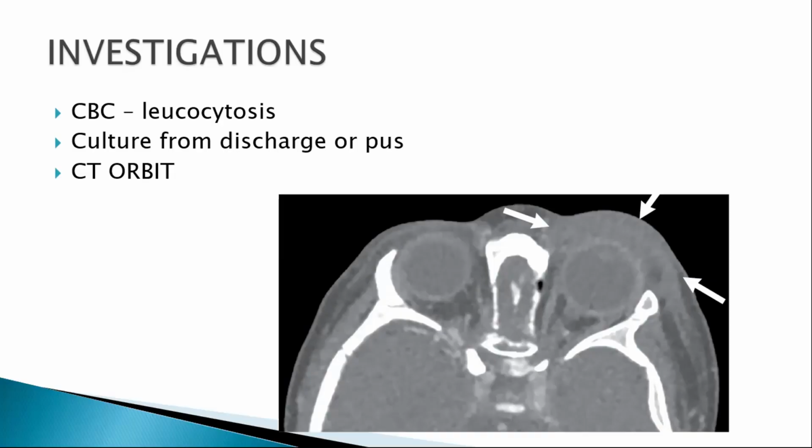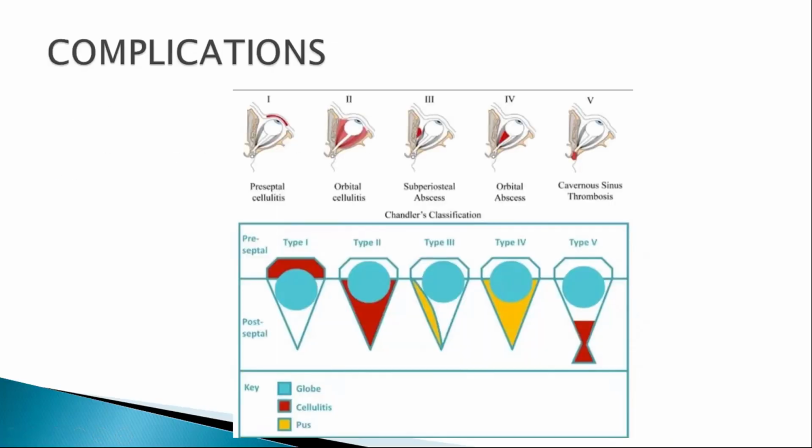CT orbit is usually indicated when you think the patient is progressing to some complication. Otherwise, it might not be needed. In case of trauma, it can be taken to look for presence of a foreign body. CT orbit usually shows soft tissue enhancement in the preseptal region. The orbital region otherwise would look normal in case of preseptal cellulitis. When there is extension, it means the patient is going in for some complication. Complications, I think, would be covered by the next speaker.